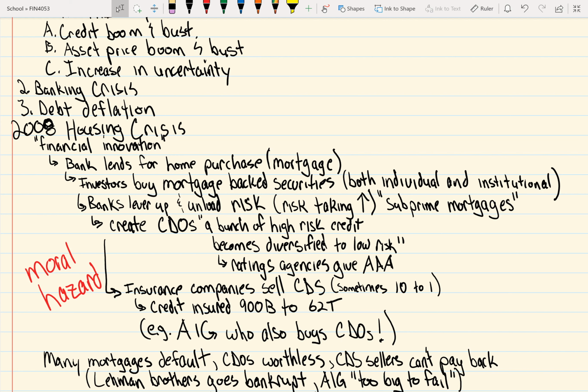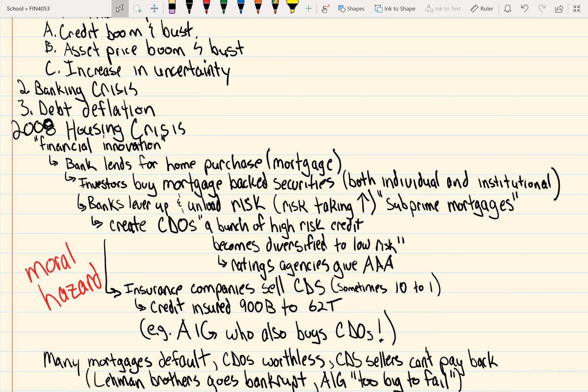So this is our first example of asymmetric information or moral hazard. Underlying all of this is the fact that the banks who issue these mortgages know that they are very, very risky, but both the investors and the ratings agencies do not know that. So that is asymmetric information, and it becomes moral hazard because the banks are profiting from this.